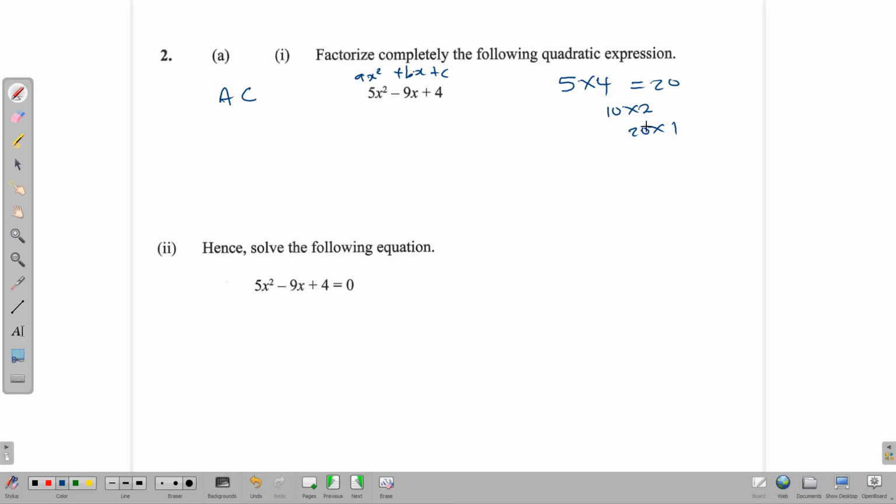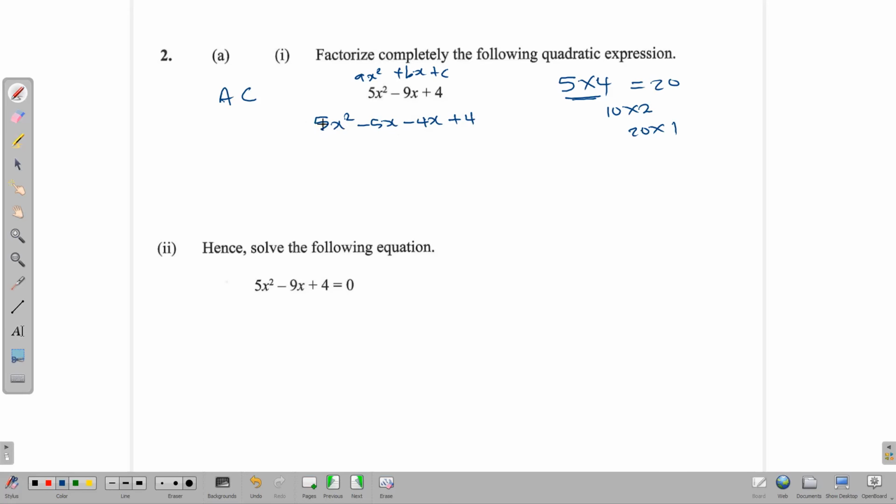There are other factors of 20, such as 10 times 2 and 20 times 1. Now, the combination that can give 9, this is the only one that can give 9, and we can get a negative 9 by writing both of these numbers as negative 5 and negative 4. So let's rewrite that. So 5x squared minus 5x minus 4x. Doesn't really matter which one you write first, but it just makes sense right here to put it in that order. Now we're going to factorize this by grouping.